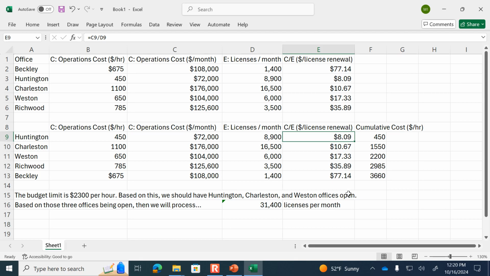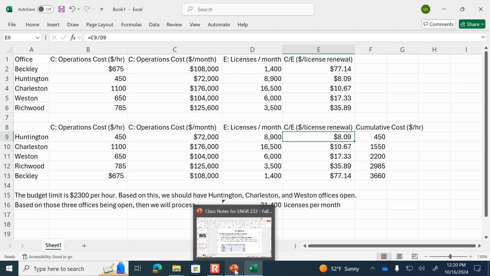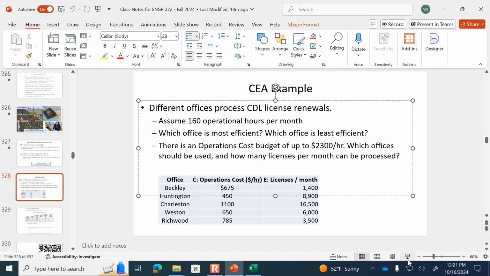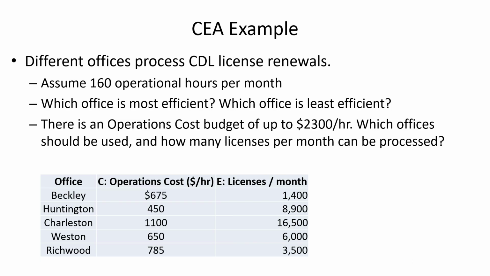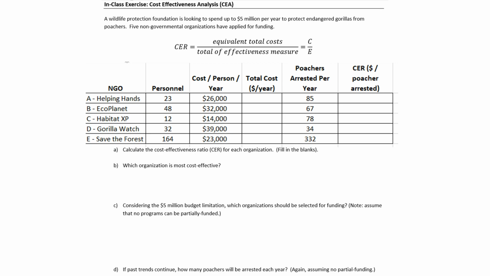So does anybody have any questions about that method? It's just another tool in our toolbox that allows us to identify which alternative is the most valuable. So here's the in-class exercise that we're going to work on today.